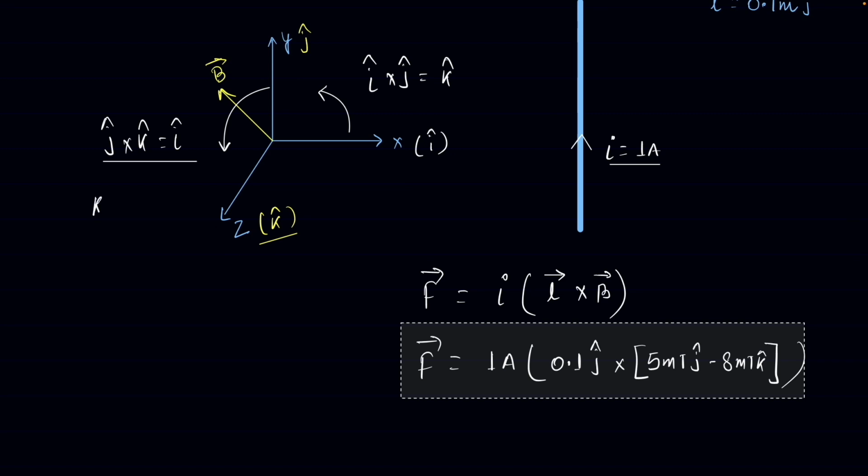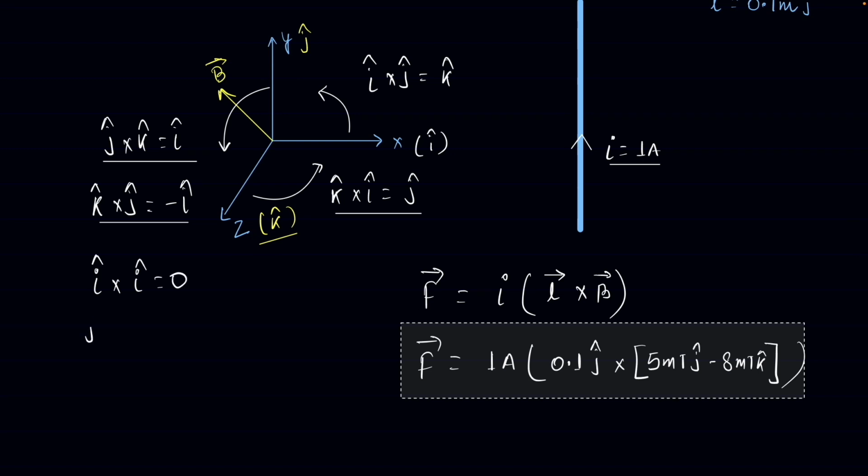It means that if you do k cross j, it will become minus i cap. Similarly, k cap cross i cap is equal to j cap. And what will happen if you multiply the same unit vector, like i cap cross i cap? It will be 0. j cap cross j cap is also 0. k cap cross k cap is also 0. So let's look into it that way.